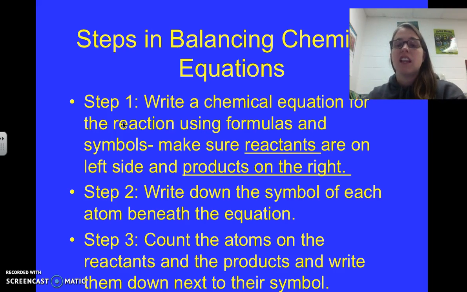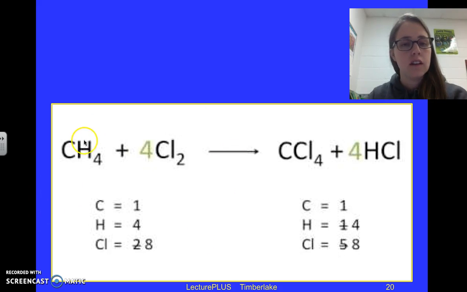Remember, anything to the left of the arrow, the reactants, anything to the right of the arrow are the products. Step 2 is you're going to write down the symbol of each atom beneath the equation. So here, the very first thing I'm going to do is I'm going to say, okay, the first atom I see is carbon. I'm going to write carbon down here. Then I see hydrogen. I'm going to write hydrogen down here. Then I see chlorine. I'm going to write chlorine down here. That's the very first step.